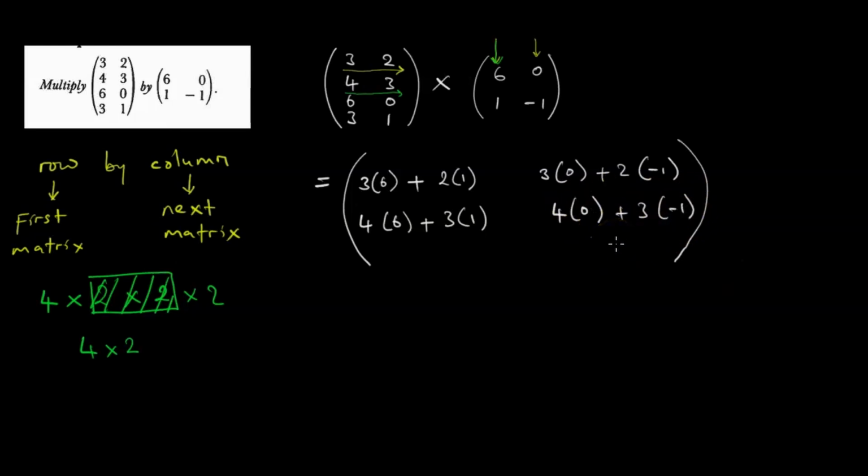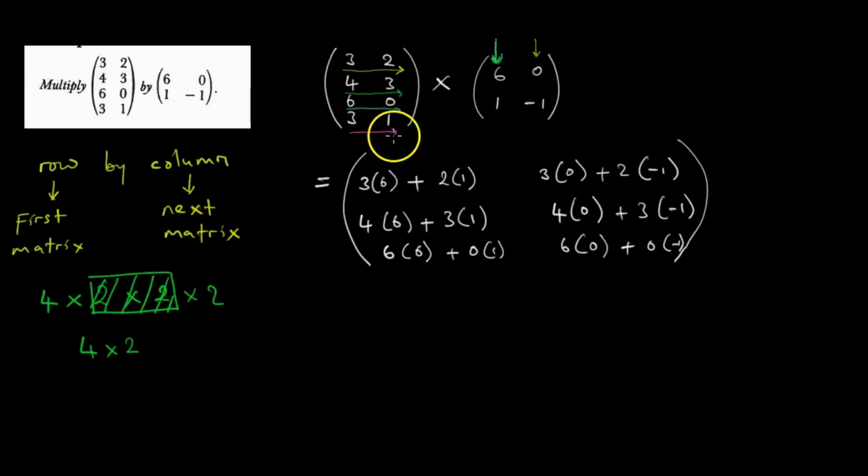Like that. Then we do the same here. We are going to take this row and multiply it by this column. So we say 6 times 6 plus 0 times 1. Then we take this row to multiply by the next column, that means it is 6 times 0 plus 0 times minus 1, like that.